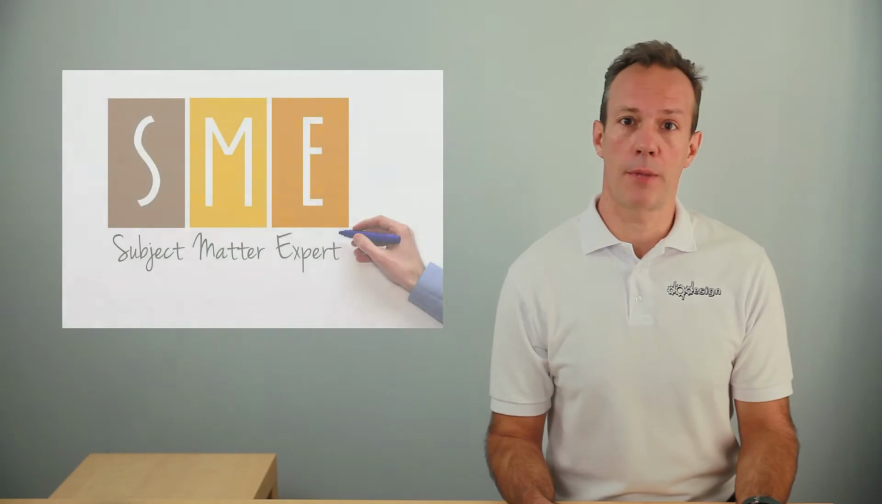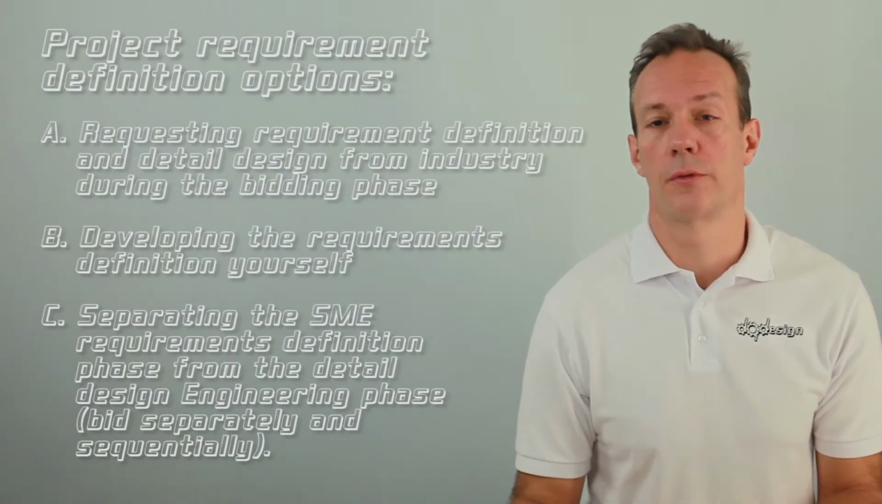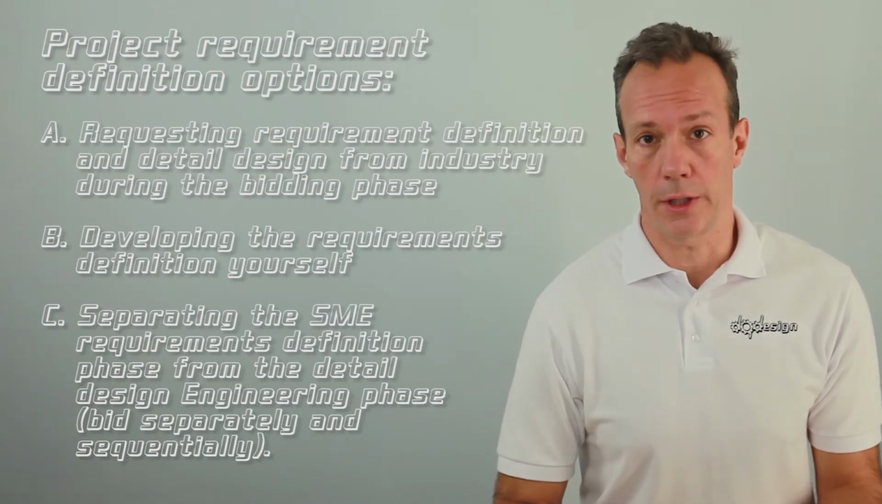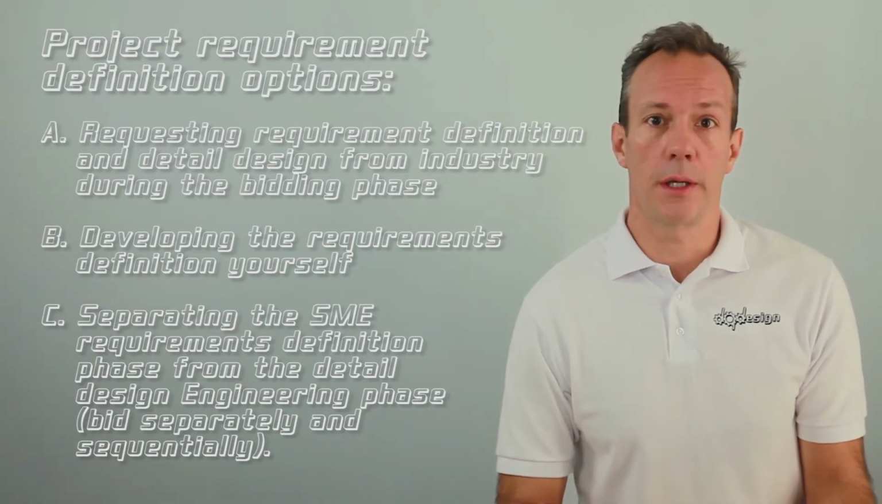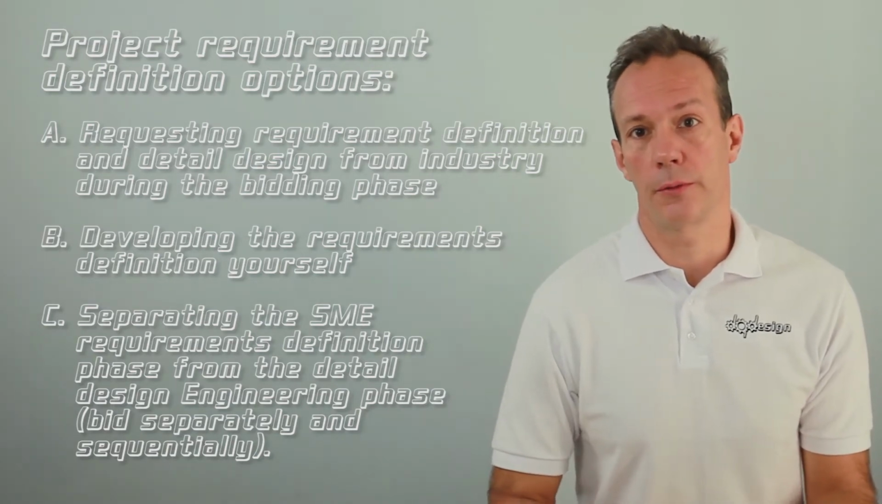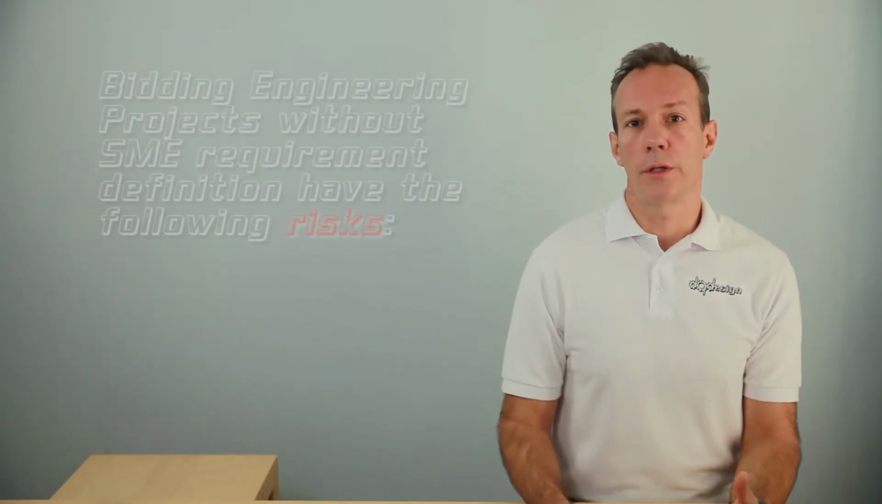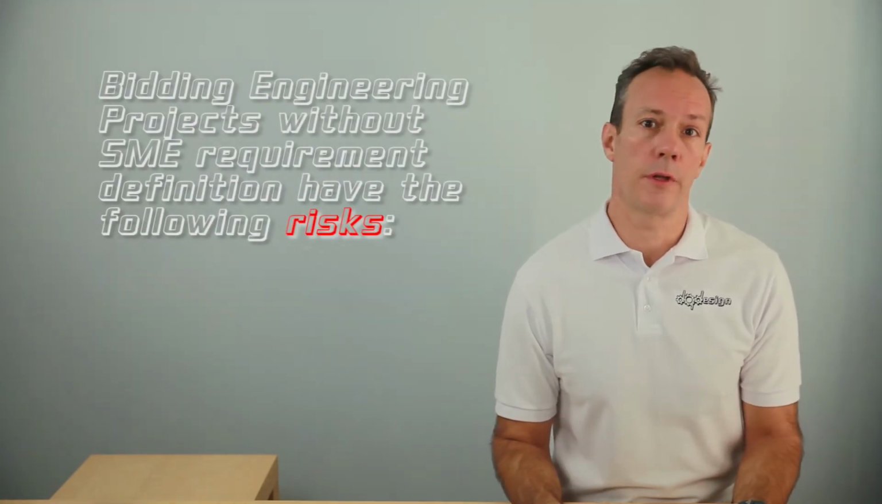Your project management process begins with your need assessment. Independent from the input of a relative engineering subject matter expert, the initiation phase will need sufficient information to be functionally developed. And so you're faced with three options: requesting requirement definition in detail from industry during the bidding phase, developing the requirements definition yourself, or separating the SME requirements definition phase from the detailed design engineering phase and bid separately and sequentially.